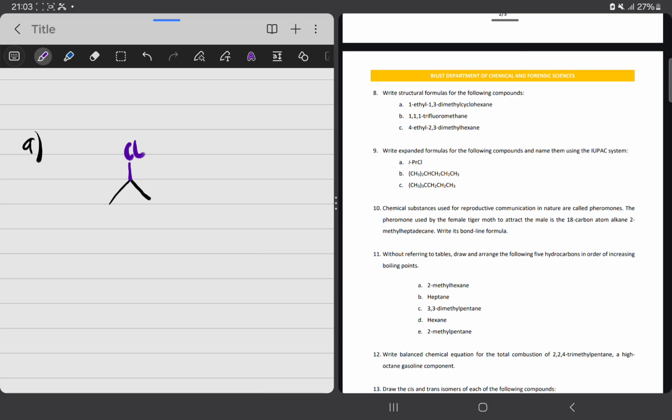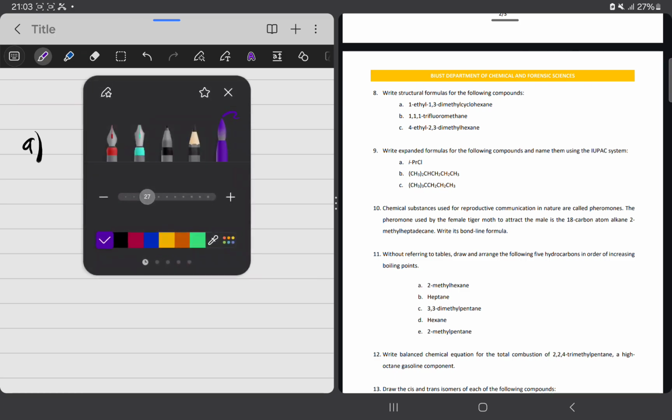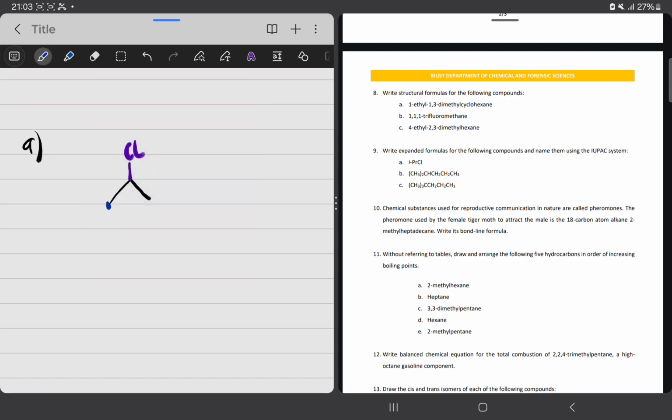How easy is this? Because we know that for iso it will be right at the middle. We have our propyl 1, 2, 3, then it is connecting on the middle one. That is where the chlorine is connecting, and you have your isopropyl. So this is the isopropyl chloride. We can put it like this.